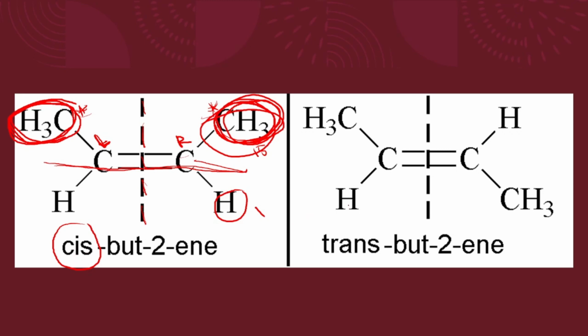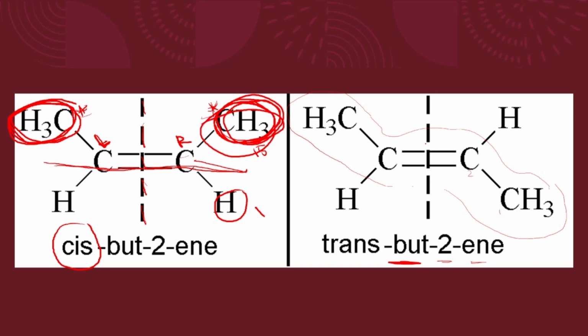Okay, let's go to the second one. But first we forgot to give a name. Of course, to give a name, I'm going to choose the longest carbon chain. As you can see, this is the one with the longest carbon chain and it contains 4 carbons, so it's but. And at carbon number 2, there is the double bond, so it's but-2-ene. Now let's be back to the cis-trans rules.